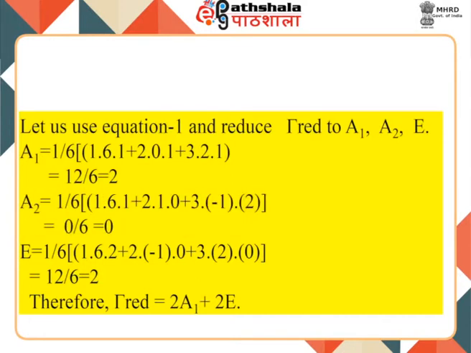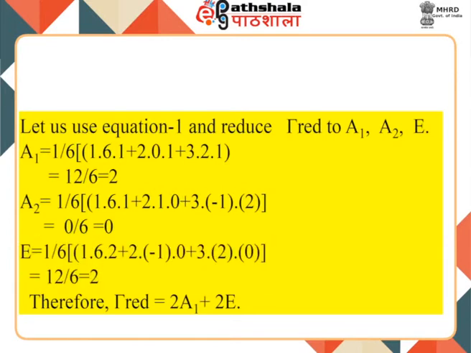A2: 1 by 6 within bracket, 1 into 6 into 1 plus 2 into 1 into 0, 3 into minus 1 into 2, that is 0 by 6 is equal to 0. That is, there is no A2 present in this reducible representation.